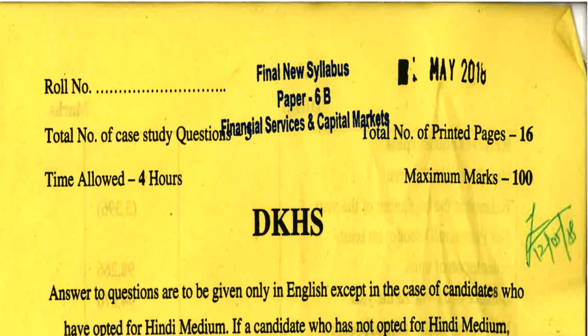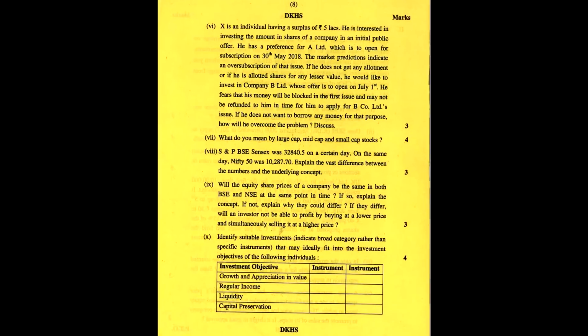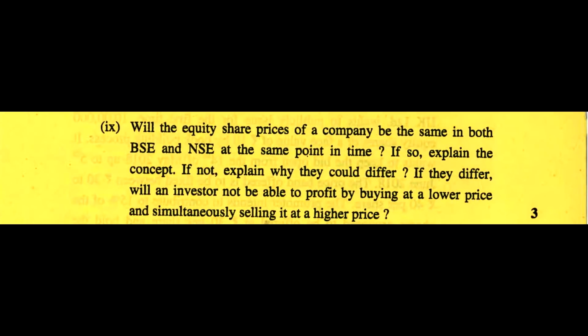During the CA final exams in May 2018, ICAI asked a very interesting question in one of its elective papers, Financial Services and Capital Markets. The question is as follows. Will the equity share prices of a company be the same in both BSE and NSE at the same point in time? If so, explain the concept. If not, explain why they could differ.